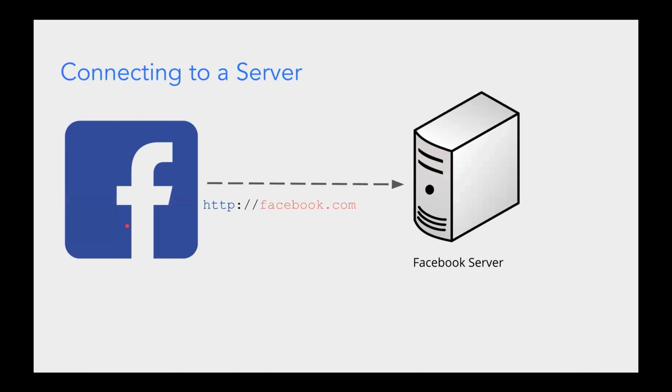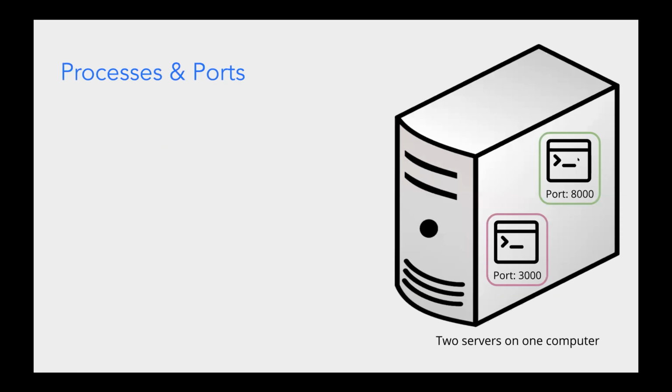So when you're connecting to a server, let's say you just type this in your URL bar, you provide the protocol and you provide a domain name like facebook.com. But what you probably aren't used to typing out is a port number. This port number is useful because it tells you which server you're going to connect to, because there can actually be more than one server on a computer. So in this case, there's a server running at port 8000 and a server running at port 3000.